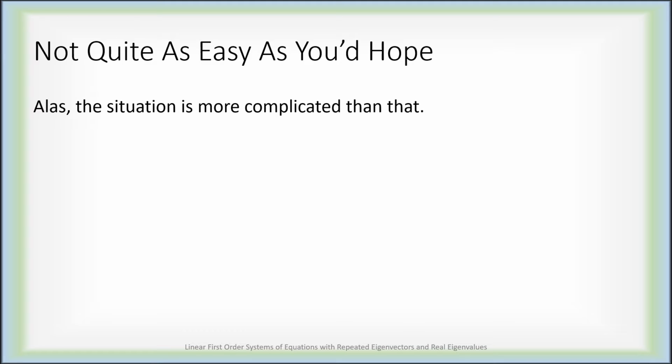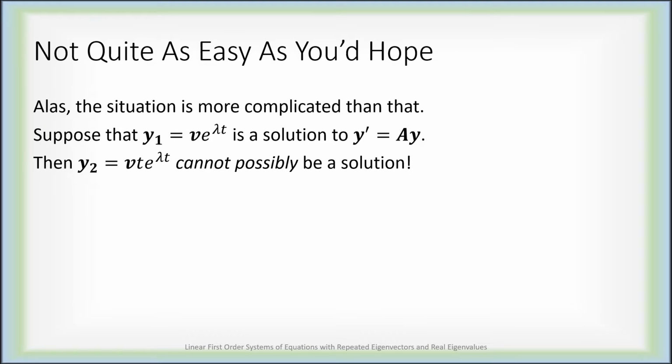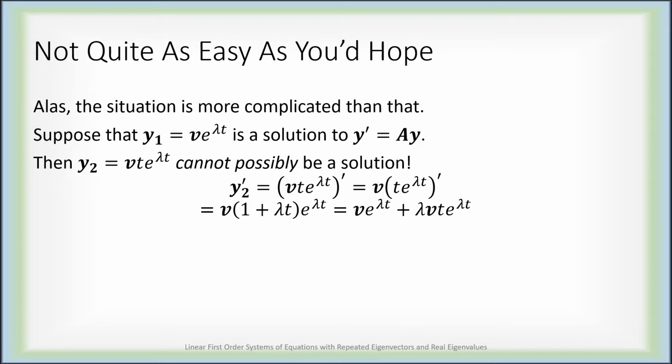But it's a little bit more complicated than that, unfortunately. Let's suppose that y1 is v e to the lambda t, which does solve y prime equals Ay. Then I claim that v times t e to the lambda t absolutely cannot be a solution. Indeed, if I take the derivative of y2, so we have the column vector v times t e to the lambda t. Well, v is a column of constants, so I can factor that constant column out from the derivative. Now I apply the product rule under that derivative and distribute the v, and we get v e to the lambda t plus lambda v t e to the lambda t.